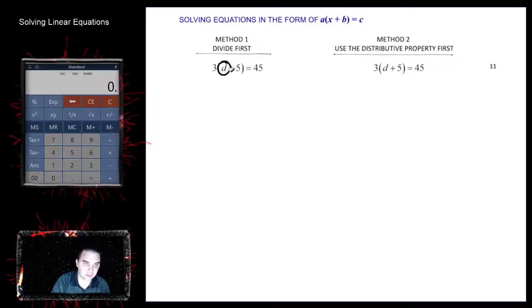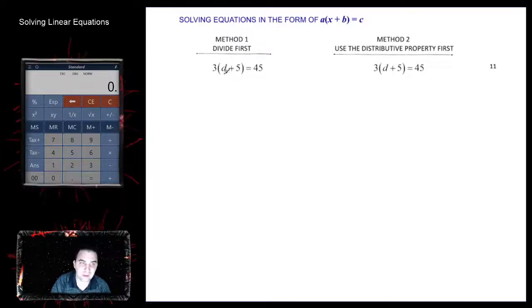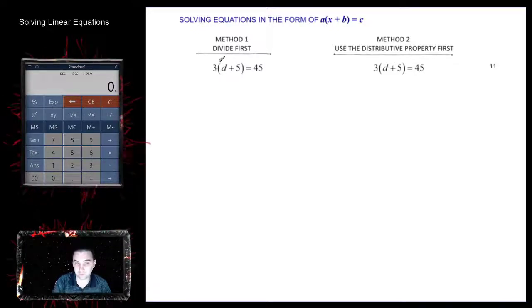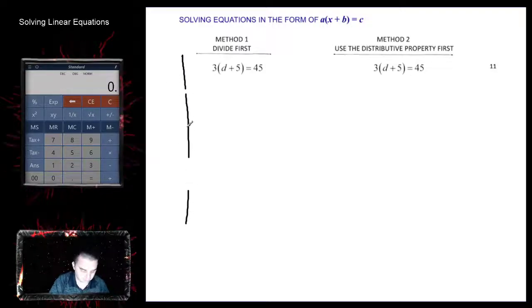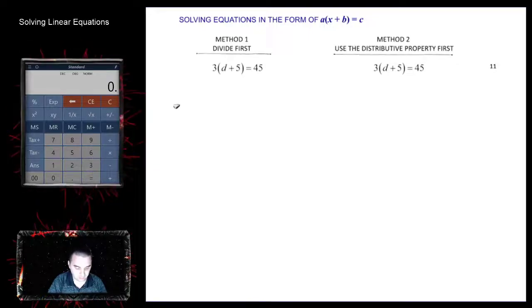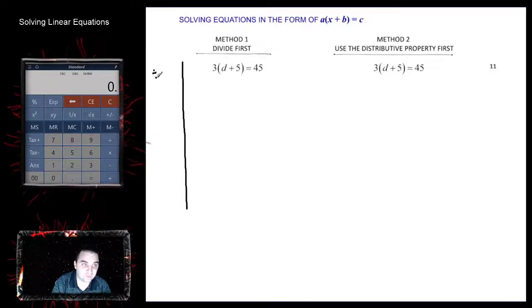Okay, let's start here. So I'm just going to talk through the way I'm thinking as I'm solving this. My goal is to get d over here by itself, and I'm going to be using method 1, divide first. I'm noticing that this entire bit, d plus 5, is being multiplied by 3. I want to get d by itself, so the opposite of multiplying by 3, and I'm just going to write what I'm doing on the side here so you can kind of refer to it.